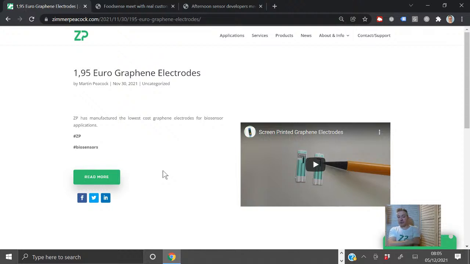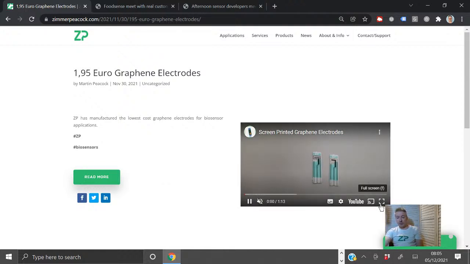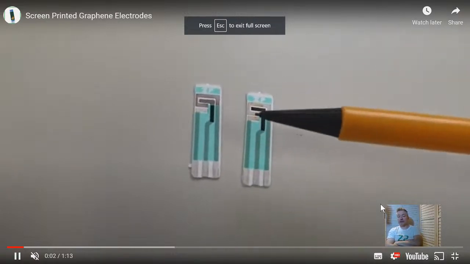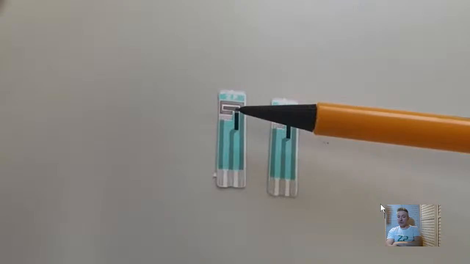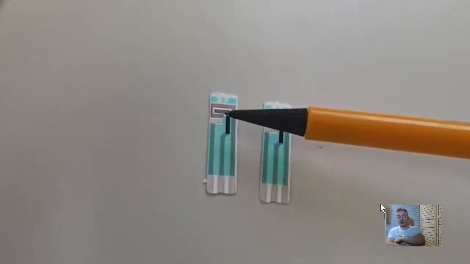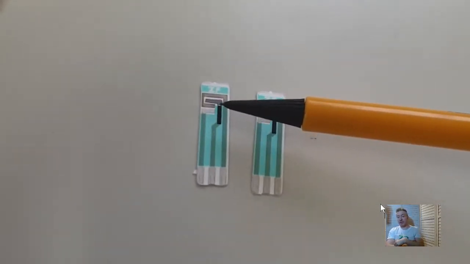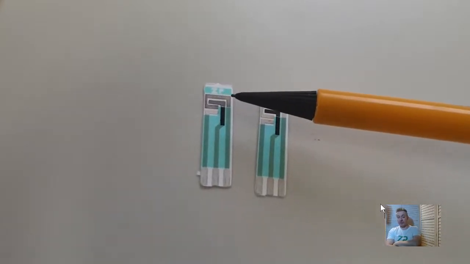And my biggest concern was, how are we ever going to manufacture this material at low cost? So I'm hoping at Zimmer & Peacock we've now achieved that. If you're watching the online version of this, we now have some graphene electrodes. They're on the same page as our hypervalue electrodes.